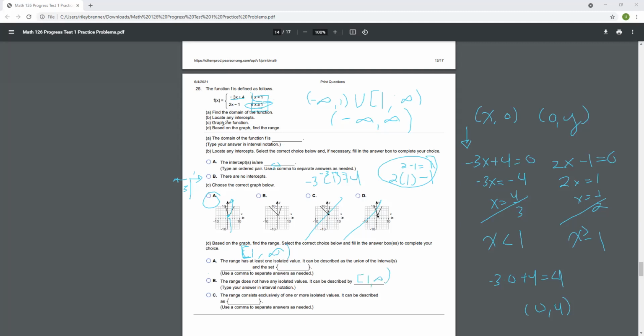And then isolated value just means, instead of having a closed circle here, let's say there was an open circle right at where this potential vertex was, and instead I had a point way down here and there was an open circle. That would indicate to me that I do have an isolated value. Okay.